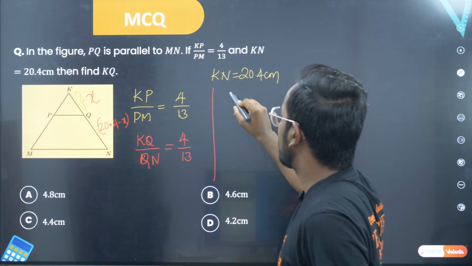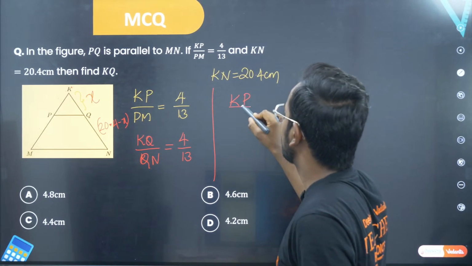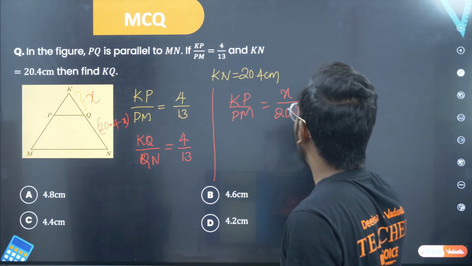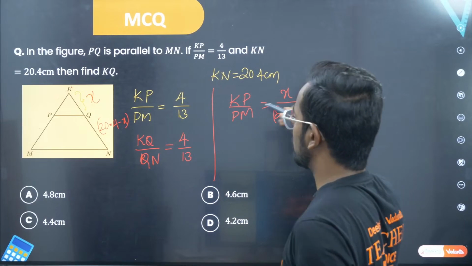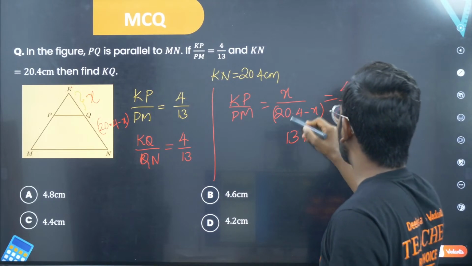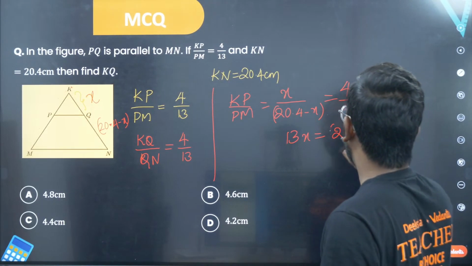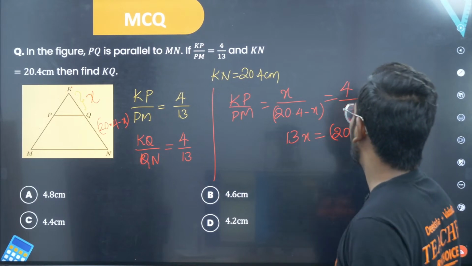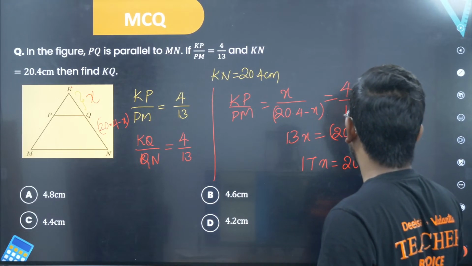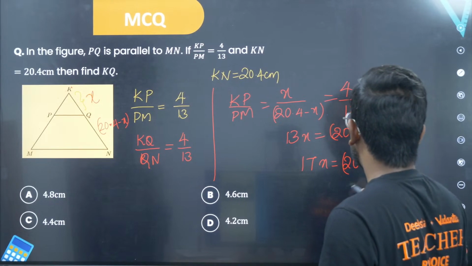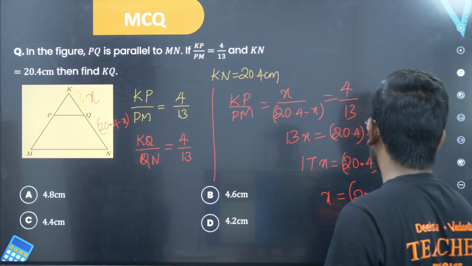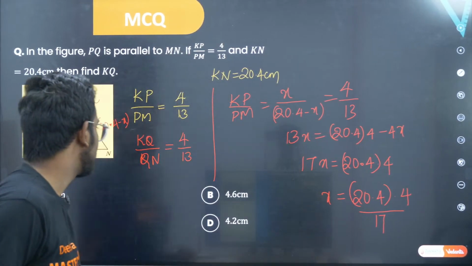So now, Kp by Pm, if that is the case, is also equal to x by 20.4 minus x. Yes, so this is also equal to 4 by 13, right? So now 13x is equal to 20.4 into 4 minus 4x. Take this to the left side. So this becomes 17x is equal to 20.4 into 4. So x should be equal to 20.4 into 4 by 17. If you simplify this, you will end up with option A as the answer.